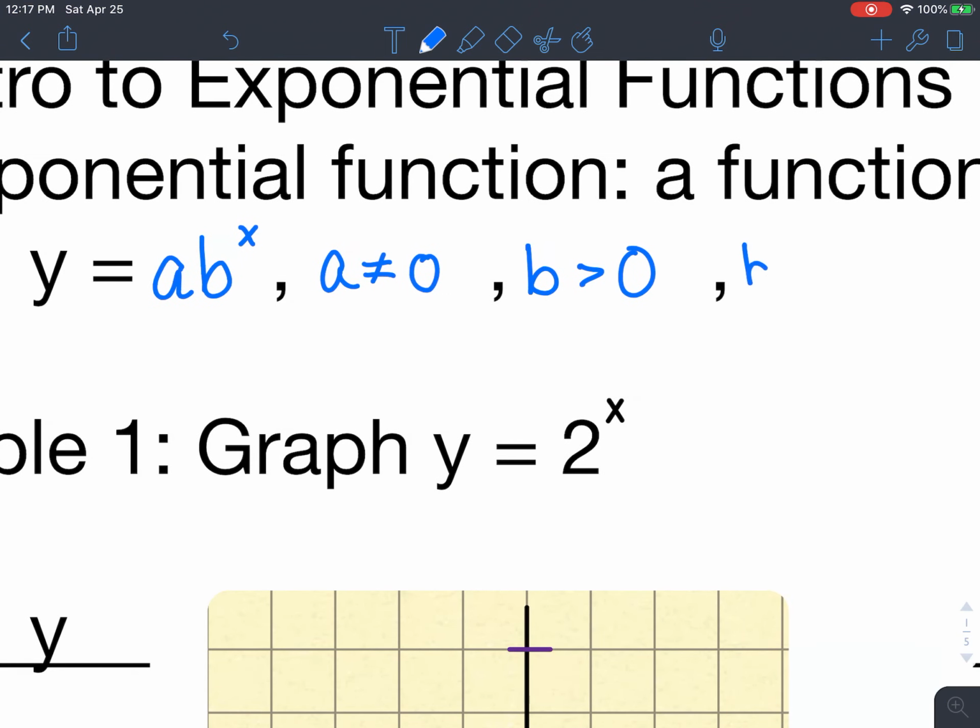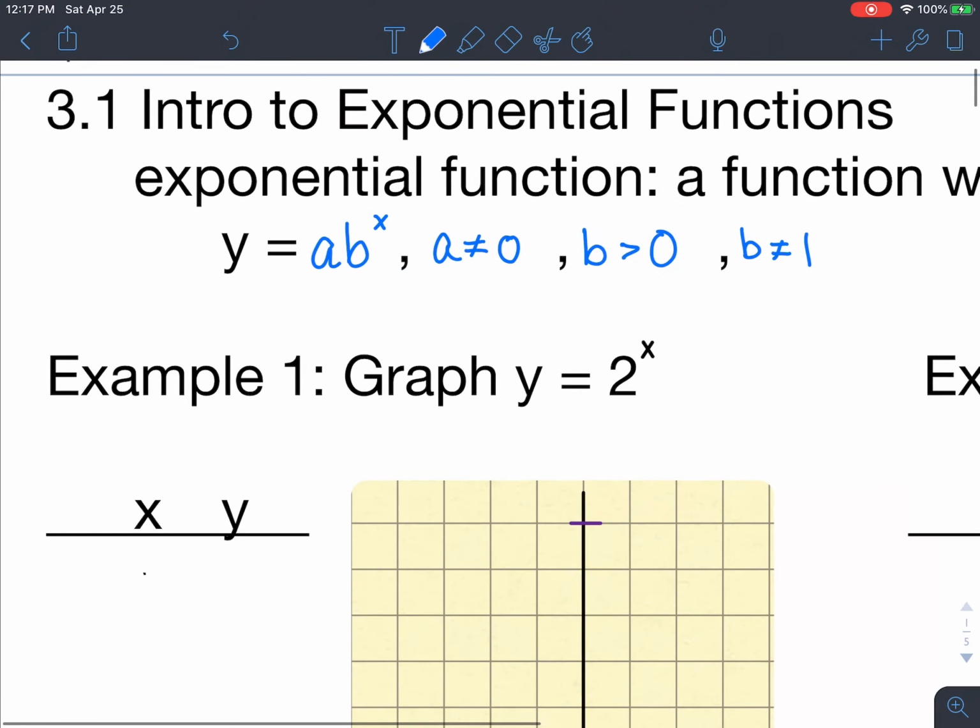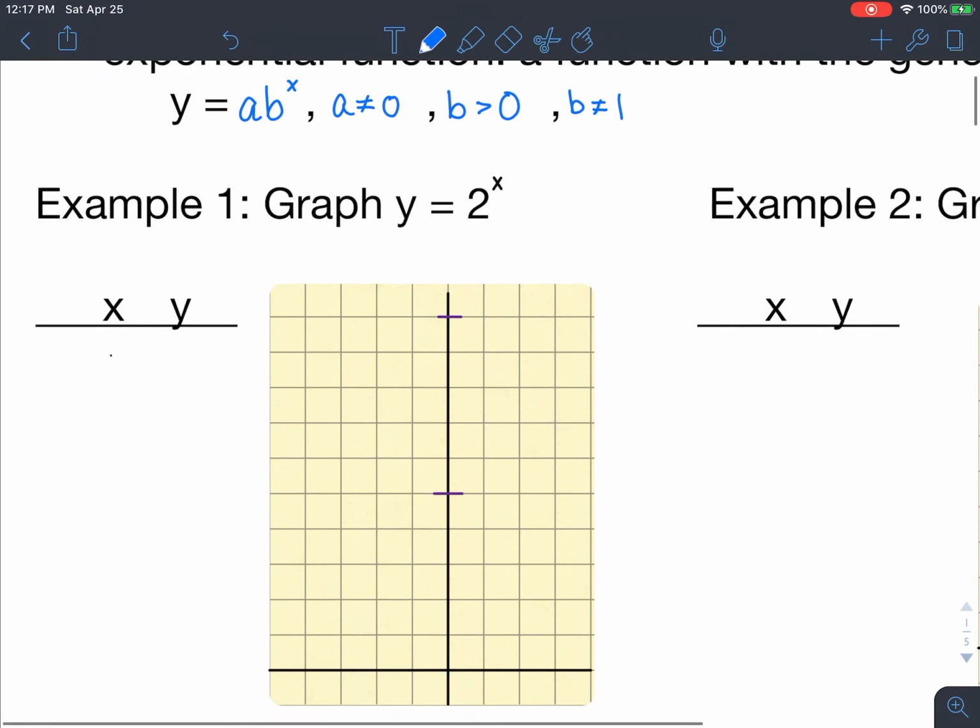And the last restriction is that B can't be 1. And that's because if B is 1 and we took it to any power, it would just be 1 and it wouldn't be an exponential function anymore.